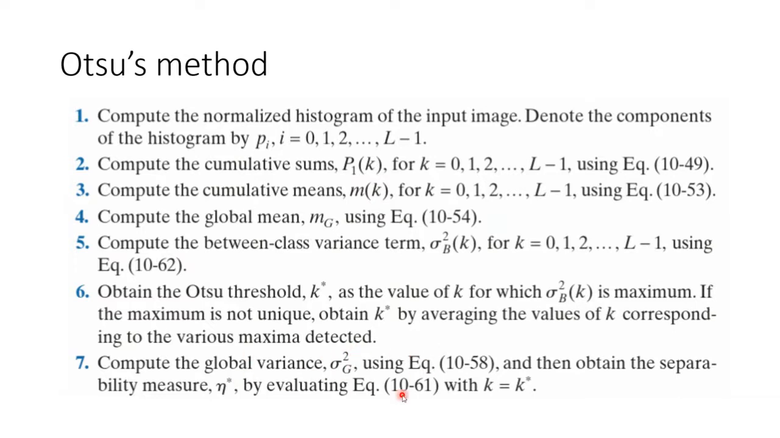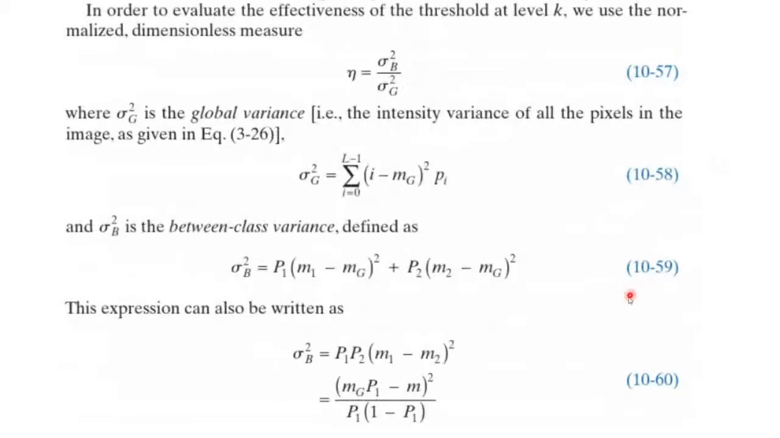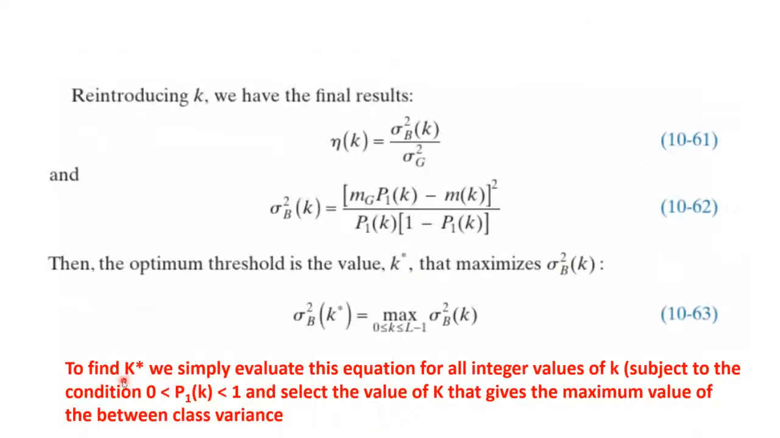Then you get the global variance using equation 10.58. That's this one, 10.58. It basically turns out to be this equation. So to find the K star, given that, we simply evaluate this equation for all integer values of K, given that the probability has to be between 0 and 1, and select the value of K that gives the maximum value for this equation here.